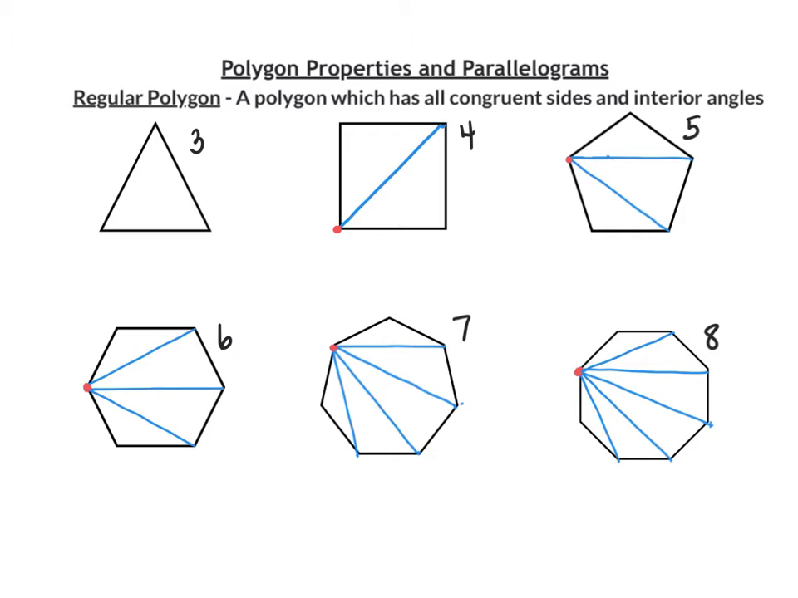This five-sided figure is a pentagon, and it's regular. All sides and angles are equal. The 6, 7, and 8 there are all regular too. Regular is an important vocabulary word. You got to know this.